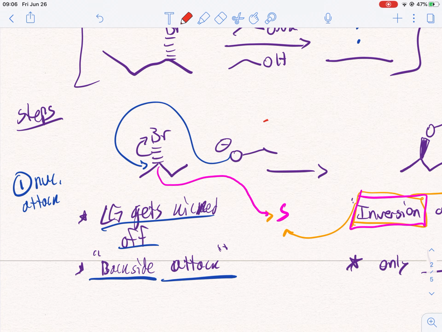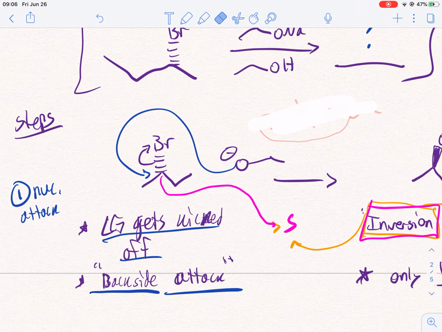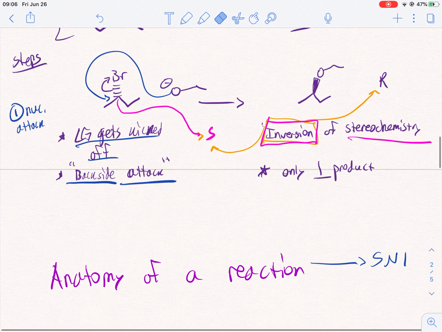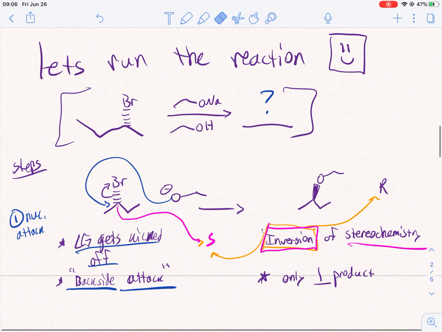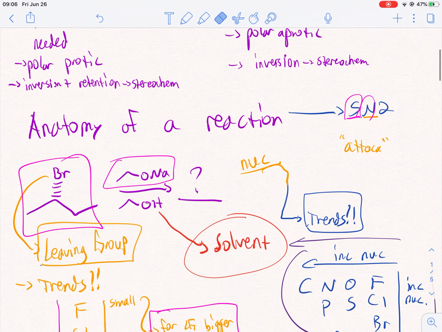Because tertiary, right? Like, okay, this is gonna have a hard time coming into the backside because these things are just rotating and flipping in space, and because it's only gonna do one type of attack from the back, it's not gonna work well, right? Okay. I'm going to make another video on SN1, so this one's not too long. But that's SN2. Let me go back through it one more time.